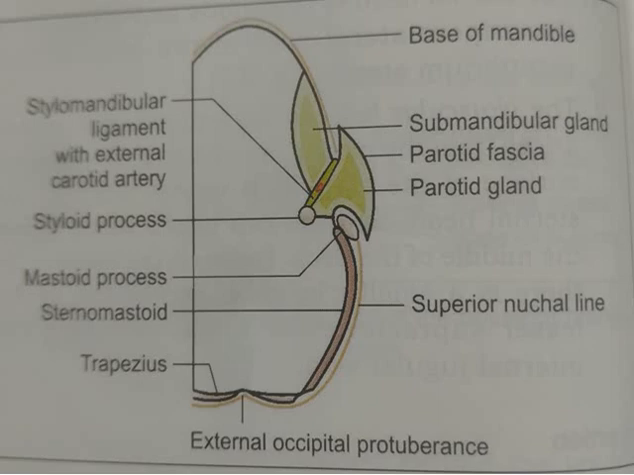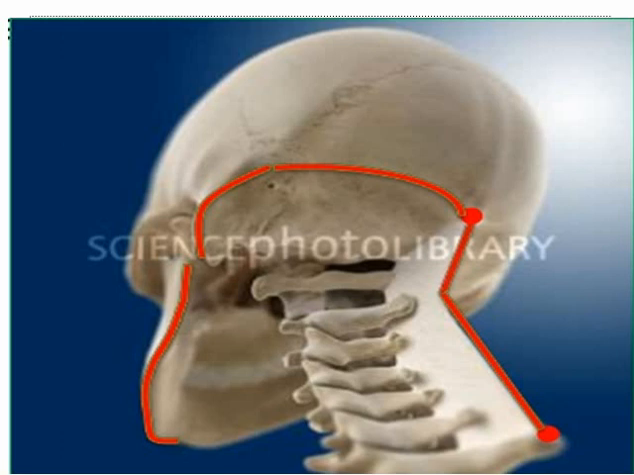Before coming to this figure, we will see one more figure. This is the figure showing the superior attachment of the deep cervical fascia. The deep cervical fascia is attached above to the base of the mandible. Then it is attached from the angle of the mandible to the mastoid process, and from the mastoid process it is attached to the superior nuchal line and the external occipital protuberance. So this is the superior attachment.